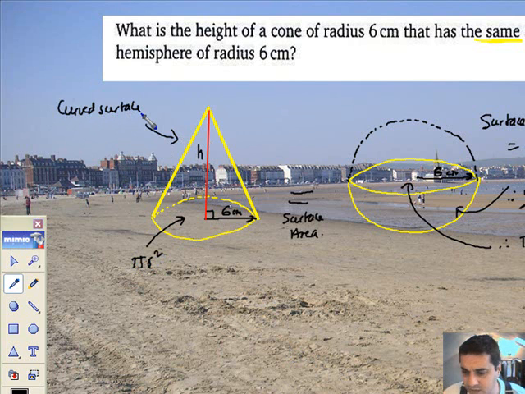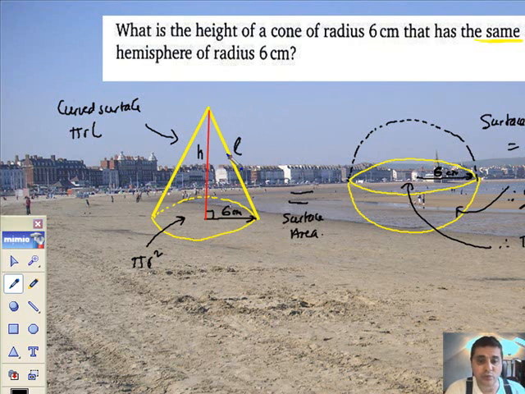Anyway, to work out the area of the curved surface, it's going to be pi times radius times the length. Now, the length is the slanted length here, not the height h. Therefore, the total surface area of this cone is going to be pi r squared plus pi r times L. Now, I don't have a value for L, so I'm going to need to work something out as an expression involving h, L and 6.